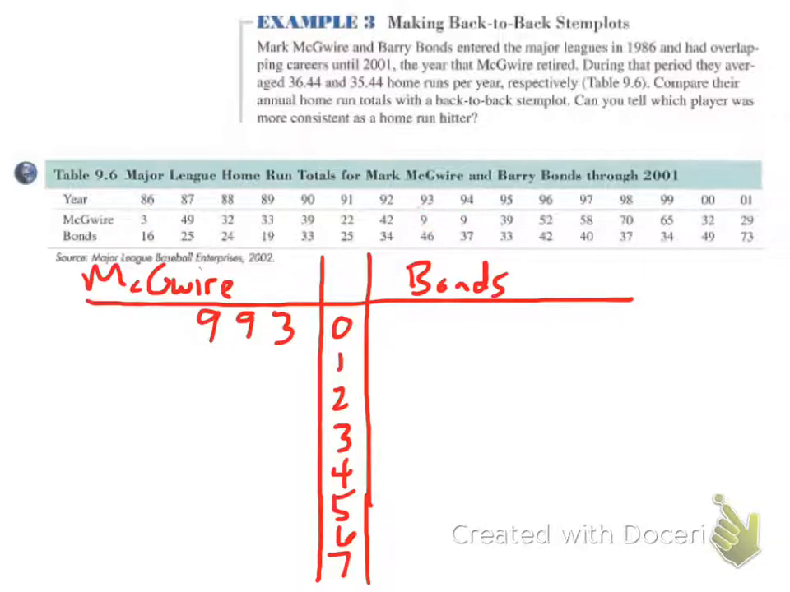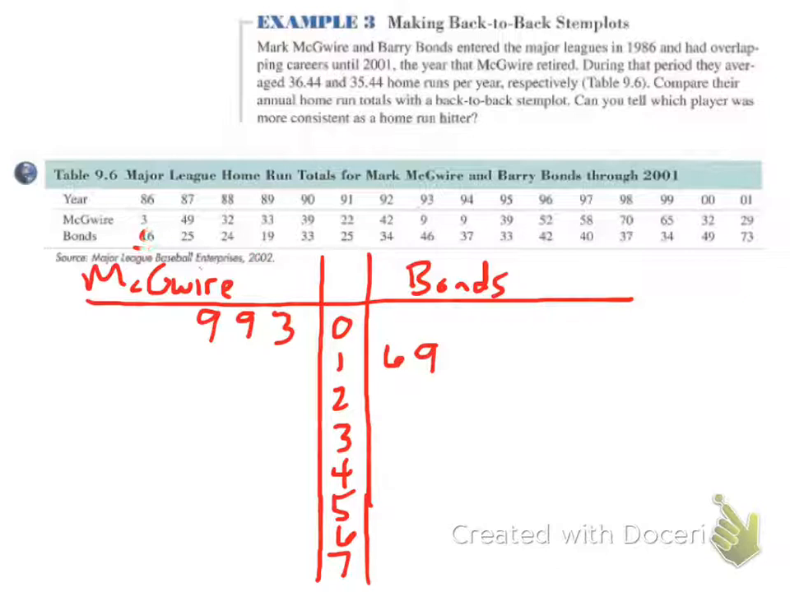McGwire, his first teen home run. Well, he never had a teen home run season. Okay, Bonds had 2. Whoops, 16 and 19. Okay, 16 and 19. Early in his career.